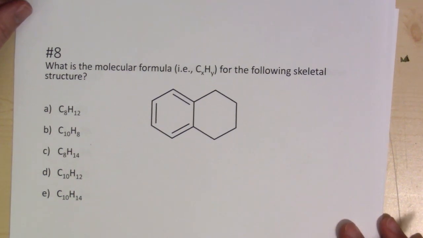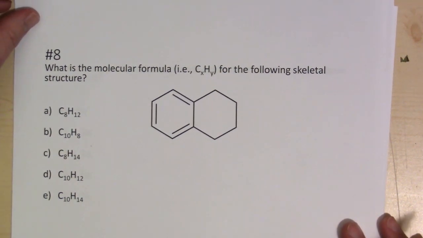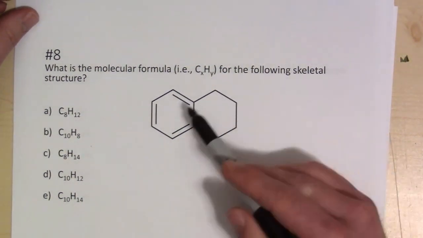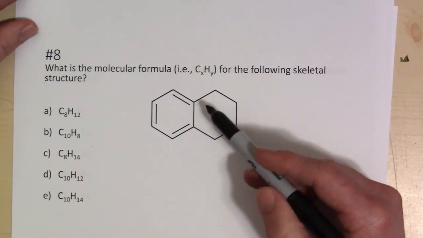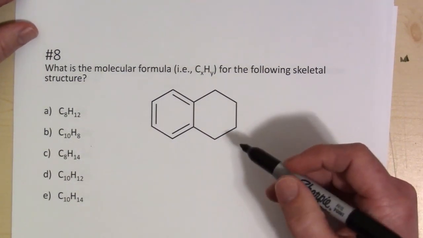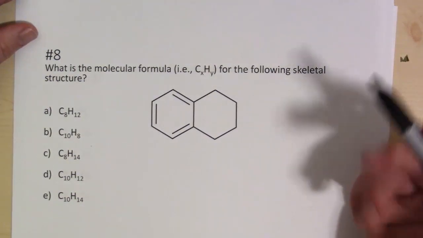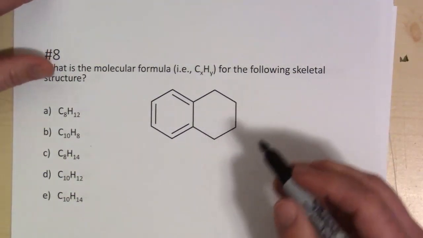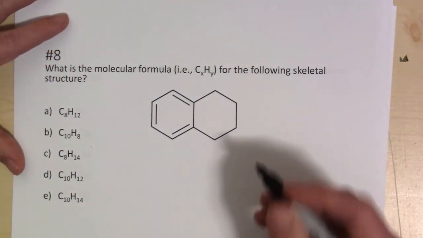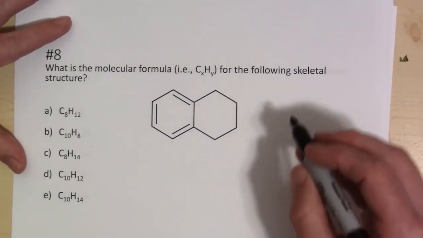Moving to problem number 8, it asks what is the molecular formula for the following skeletal structure. So the skeletal structure is drawn just with the carbon backbone without any of the hydrogens drawn in. So if we just redraw this molecule with the carbons and the hydrogens, that may make it a little bit easier.